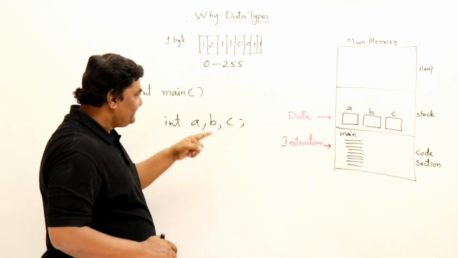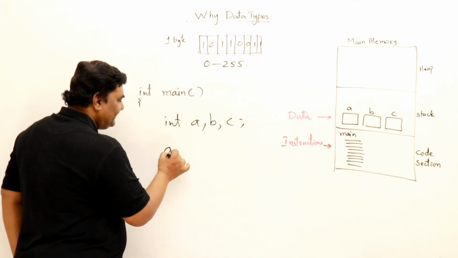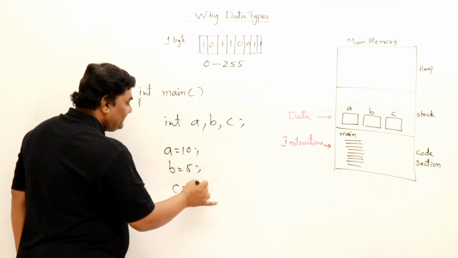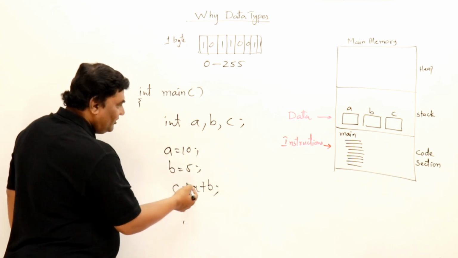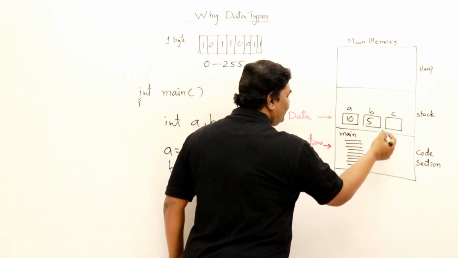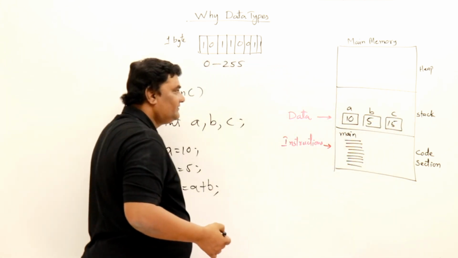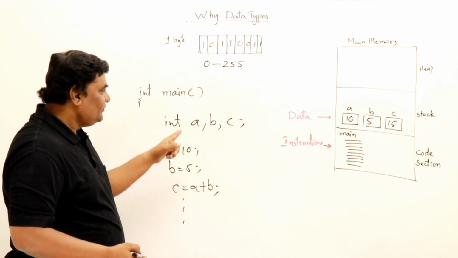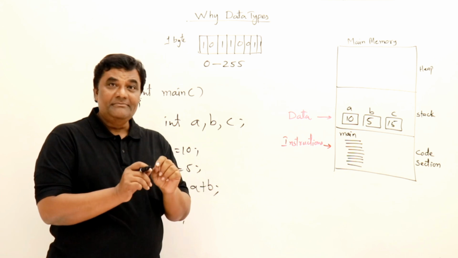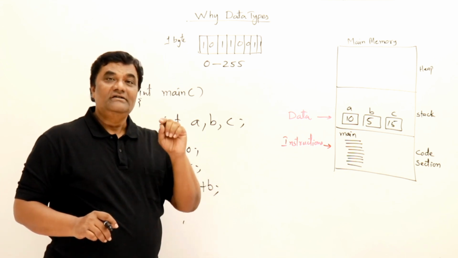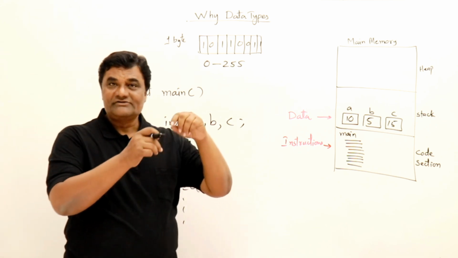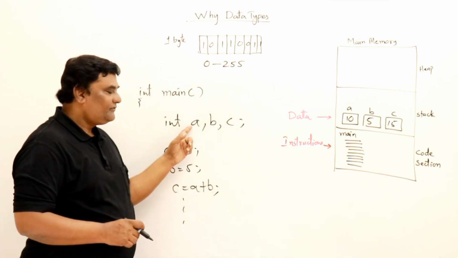Then we will use these variable names in our programs, like saying A assign 10, B assign 5, then C assign A plus B. We perform the operation and store the data. So 10 is stored in this one, 5 is stored in this one, and the result is stored in this one. That's how in our programs we use the names of the variables that are stored in memory. We don't use the memory addresses, but we use the names. So that is the concept of a variable. A variable is used for storing data.